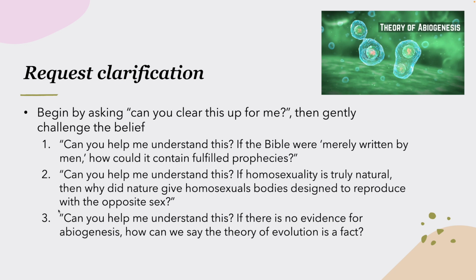Can you help me understand this? If homosexuality is truly natural, then why did nature give homosexuals bodies designed to reproduce with the opposite sex? Of course, this is a common thing that we'll hear, that homosexuality is perfectly natural. Even if we're going by evolutionary biology, that doesn't really make much sense because it doesn't work, right? You cannot do the end goal of evolution, which is to pass your genes on to the next generation. And obviously the plumbing of it just doesn't work out.